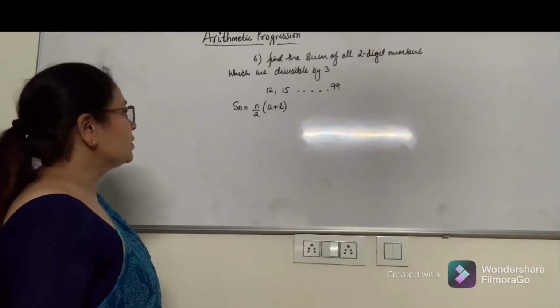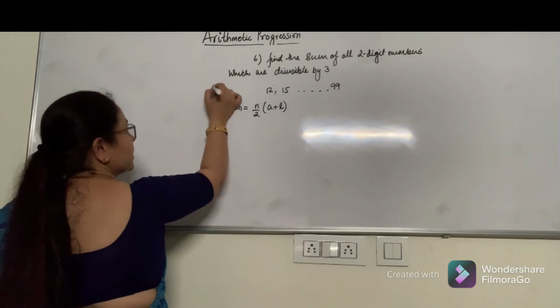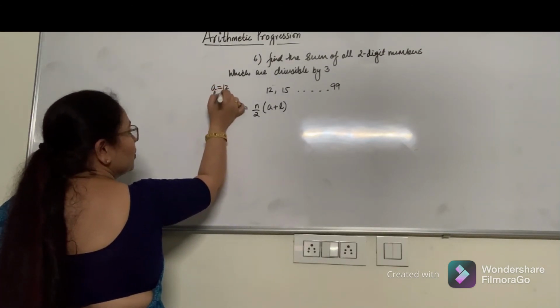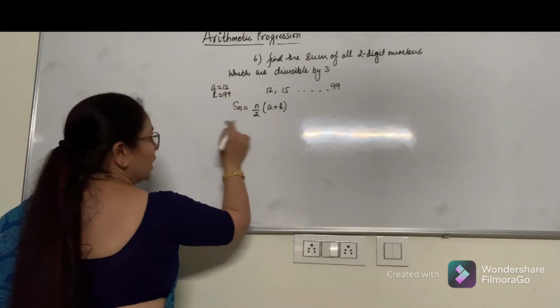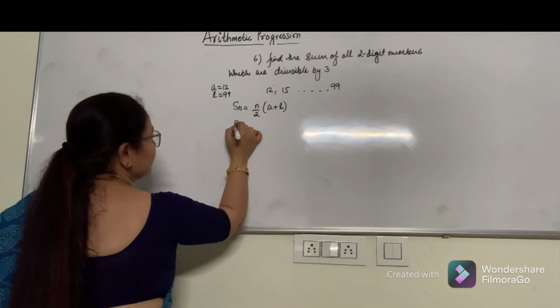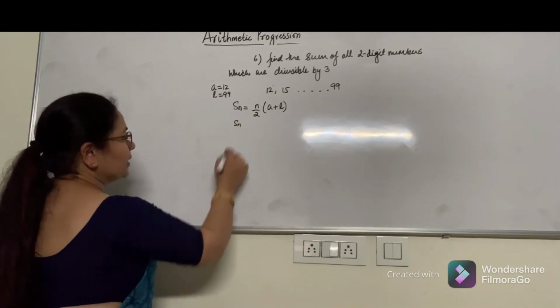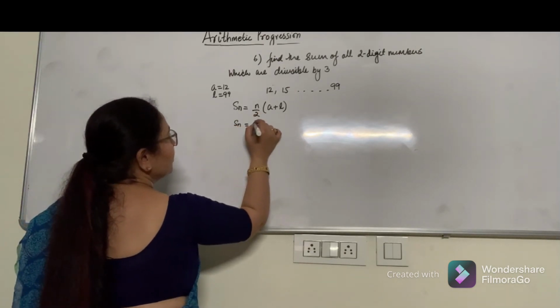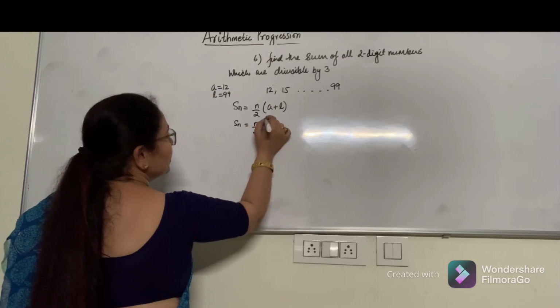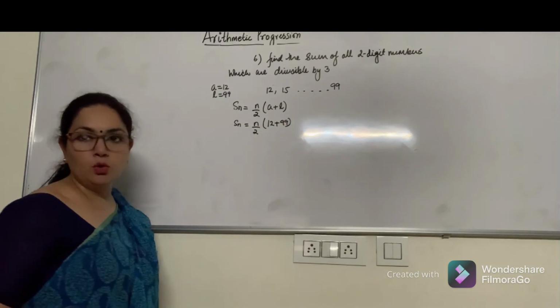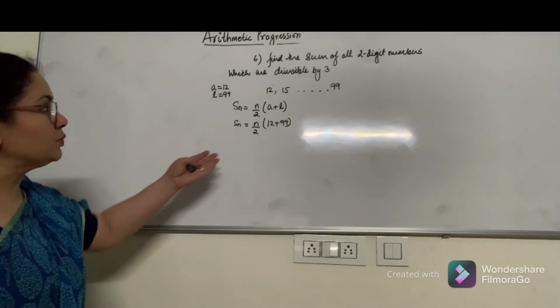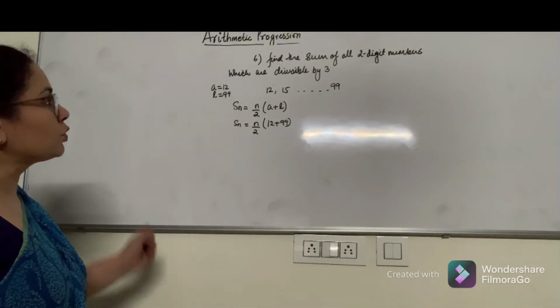So the first term here in this case is a equal to 12, and the last term we know is 99. We don't need the common difference right now, otherwise it is 3. So Sn will be n by 2 (a plus l). We don't know the value of n, so first we have to calculate n, the total number of terms.